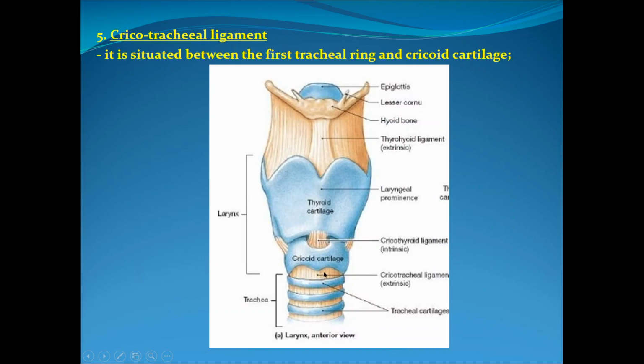Okay, more inferior, right here, there is the cricotracheal ligament. The cricoid cartilage is this. It is a cartilage like a ring with the thinner part in front. So this is an anterior view. Thyroid cartilage, epiglottis, hyoid bone, thyrohyoid membrane right here. The cricotracheal is right here. So the cricoid cartilage is connected with the first tracheal ring to form the cricotracheal ligament.